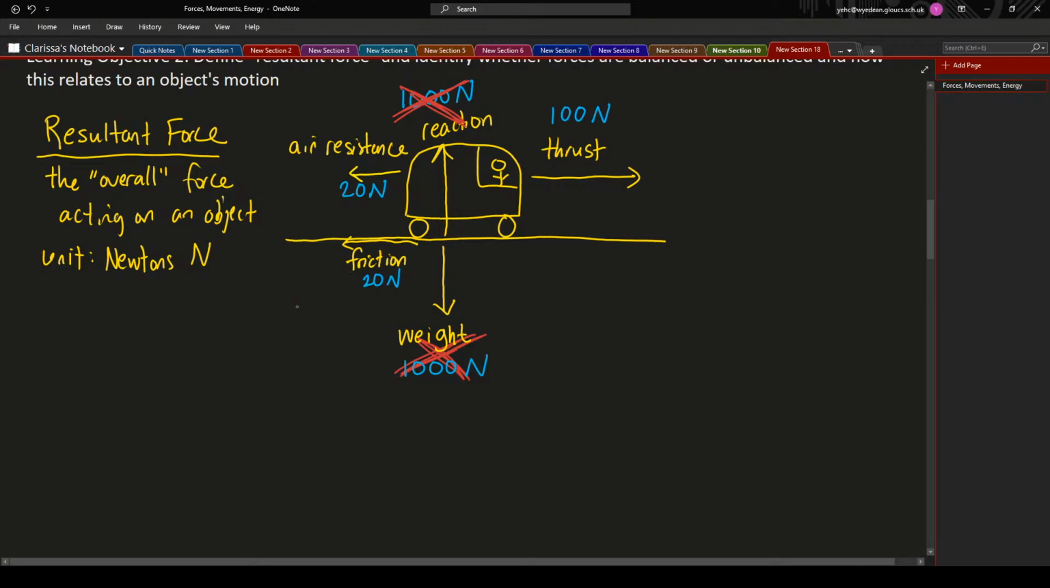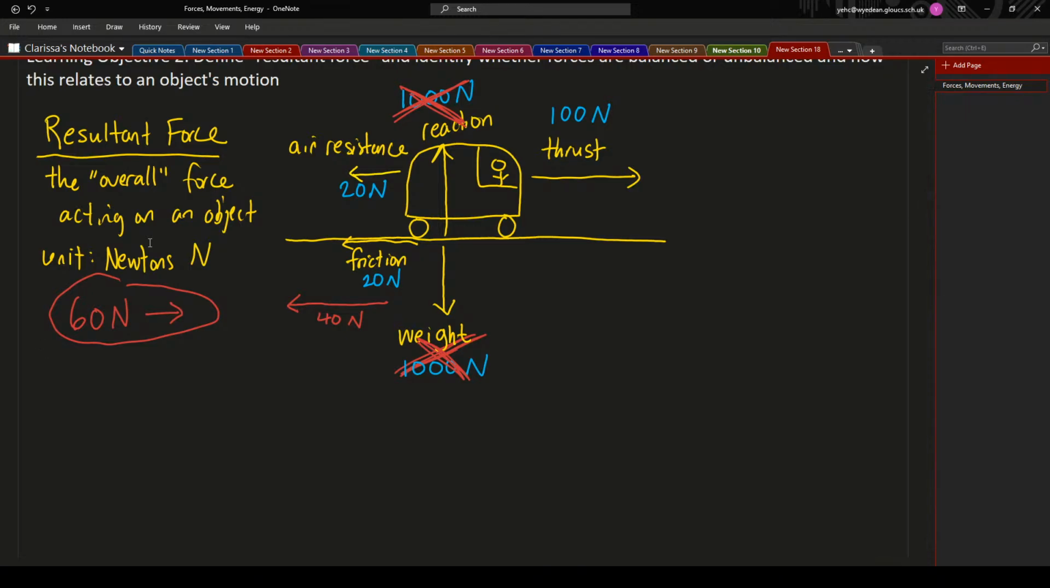So you can think of it like there's an overall 40 newtons pulling it back. So 100 newtons pulling it forward, 40 newtons pulling it back. The resultant force is 60 newtons forward. And that is the resultant force. So basically what we've done is instead of needing to look at every single one of the forces, we've decided, okay, let's sum up what's happening here with an overall force.